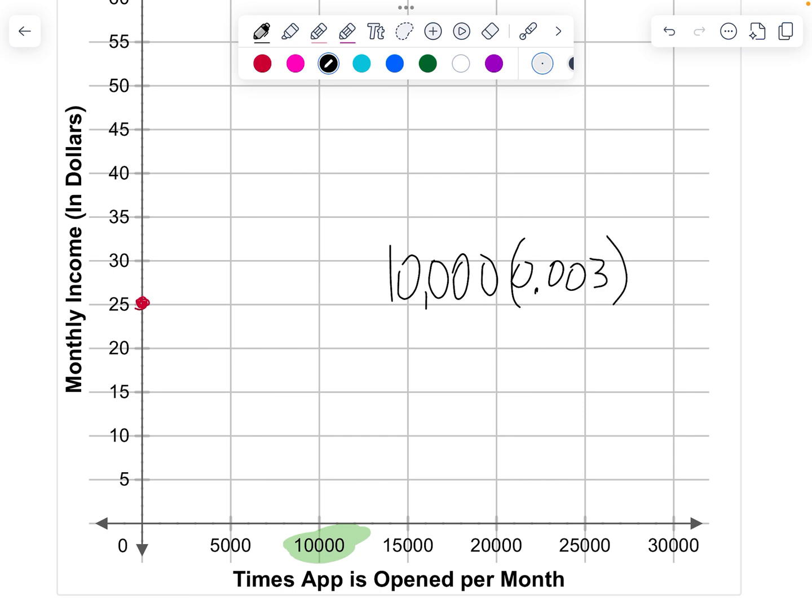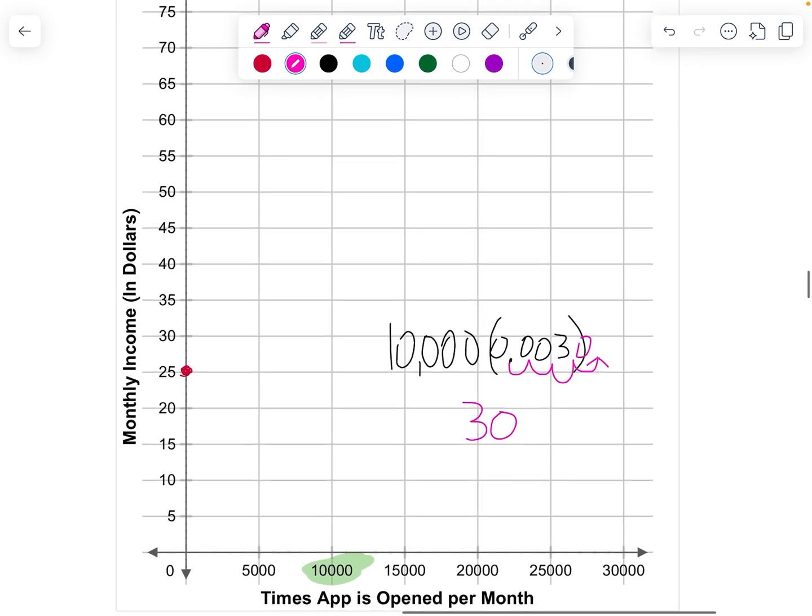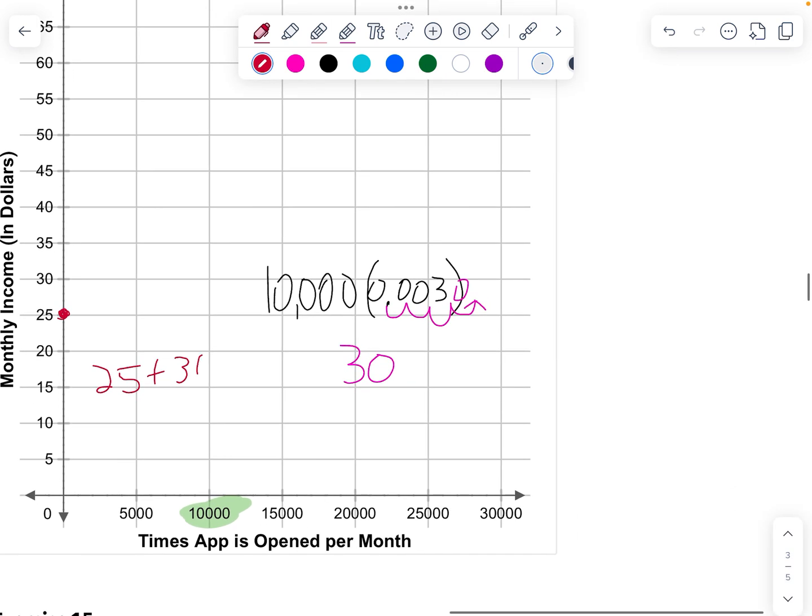Times 0.003. Well, multiplying by 10,000 is going to move the decimal 4 times. 1, 2, 3, 4. Okay? Well, you're going to put a 0 in here. What does that give you? It gives you 30. 30 what? $30. So you're adding $30, right? You're not just going up to 30. You're adding $30 to the 25, right? Because you have the 25 right here. It's going to be 25 plus the 30, okay, which is 55.